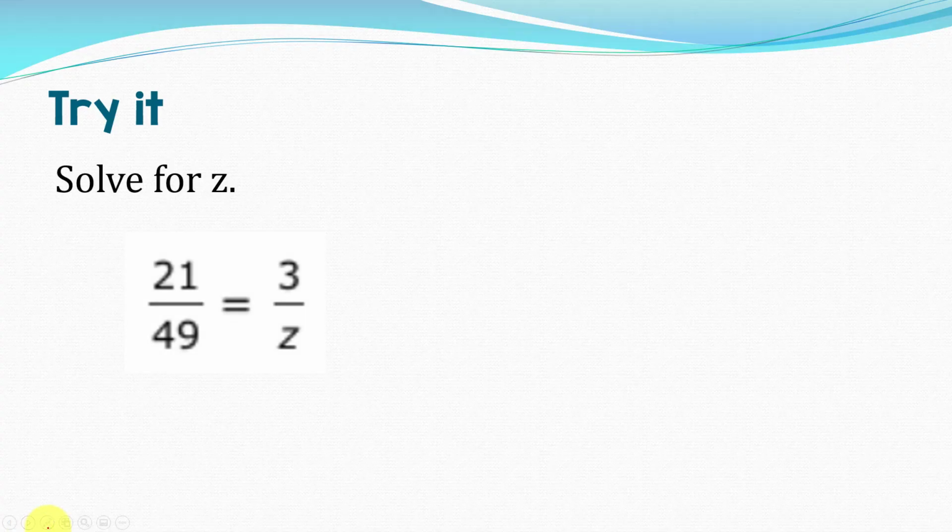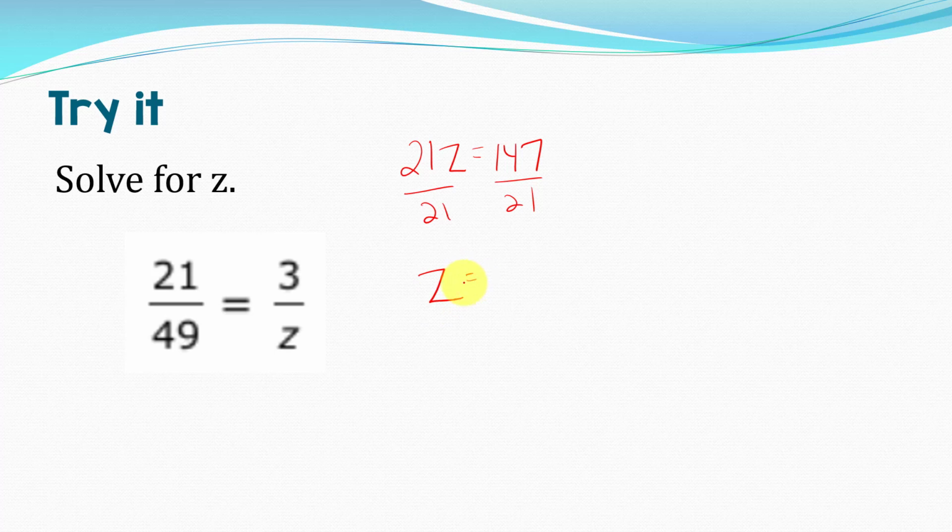Here's another one. 21z equals 49 times 3, which is 147. Okay, divide by 21. z equals 147 divided by 21, which is 7. So 21 is to 49 as 3 is to 7.